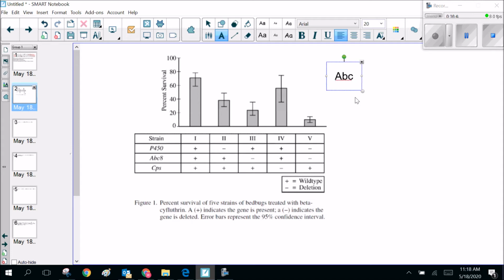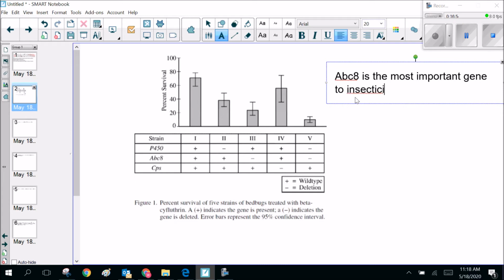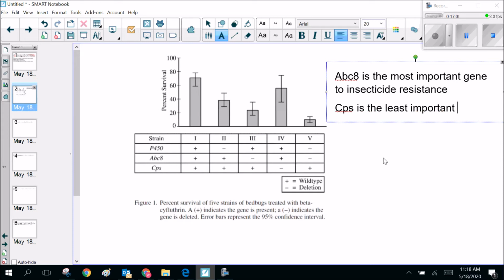Well, I think that from what I can see, ABC8 is the most important gene to insecticide resistance. Okay, I see that one falling the most in terms of its error bar relationship to this guy. So it's the single most important gene to insecticide resistance that I could see. Okay, CPS is the least important single gene for resistance. I'm just going to simplify it for myself.